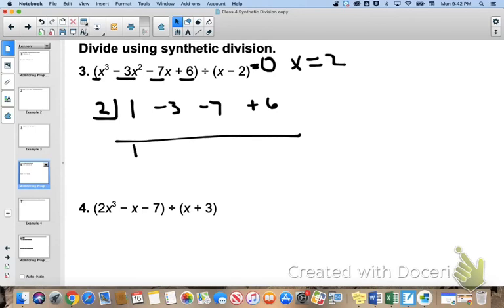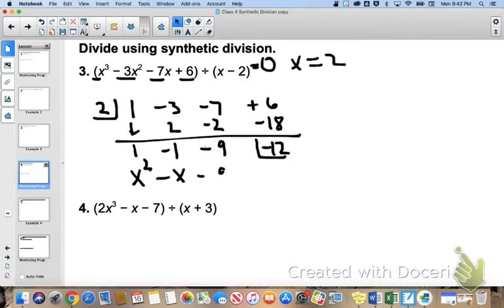Bring down the 1. 2 times 1 is 2. Negative 3 plus 2 is negative 1. 2 times negative 1 is negative 2. Negative 7 plus negative 2 is negative 9. 2 times negative 9 is negative 18. 6 plus negative 18 is negative 12. It was, again, a cubic function divided by a linear function, so we're going to have an x squared left over. So it's 1x squared minus 1x minus 9 minus 12 over x minus 2.